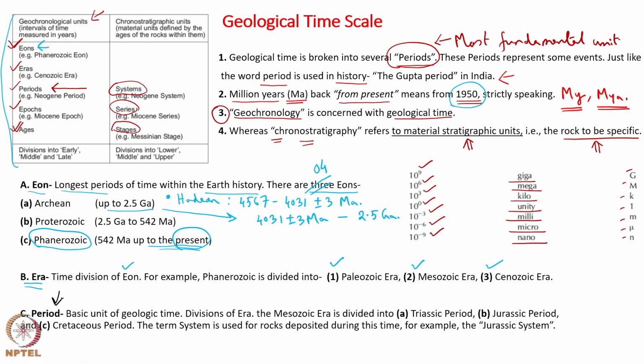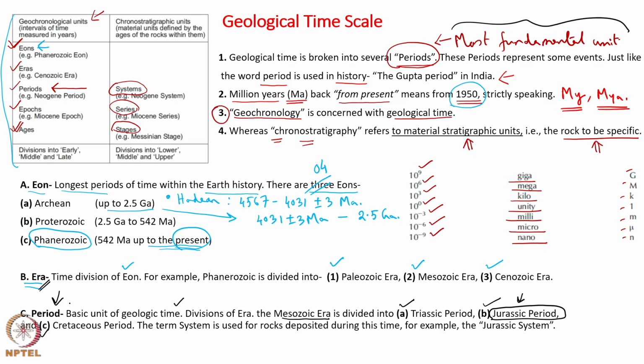Now, I come to period, and I already told you this is the most fundamental unit in the geological time scale, and I am writing here: it is a basic unit of geological time. It is a division of era. These eras are divided into several periods. For example, the Mesozoic era is divided, from bottom to top or from oldest to youngest, into Triassic period, Jurassic period and the Cretaceous period. Looking at the word Jurassic, you have rightly pointed out this is the time when the dinosaurs were maximum in number on the earth's surface.